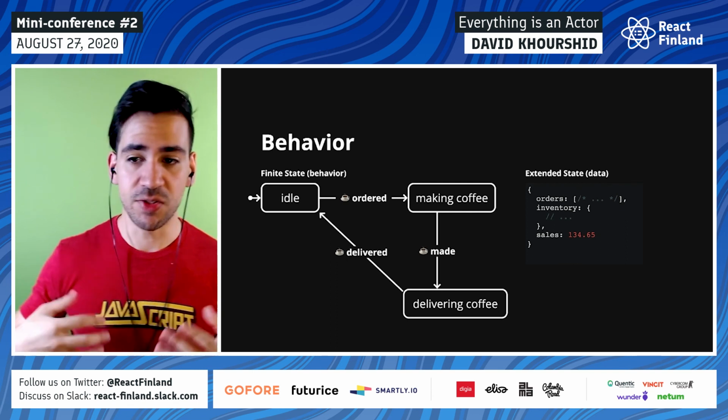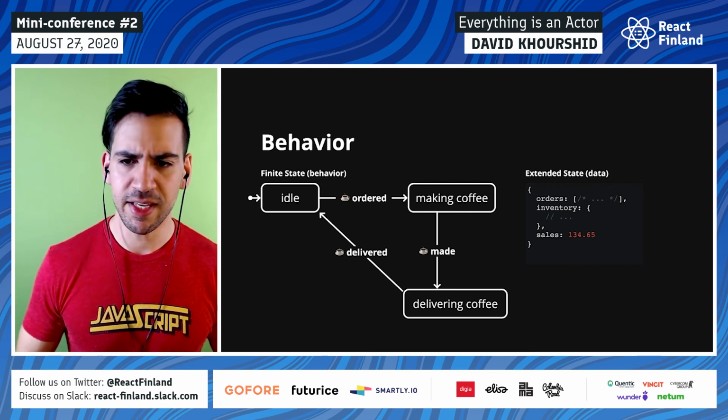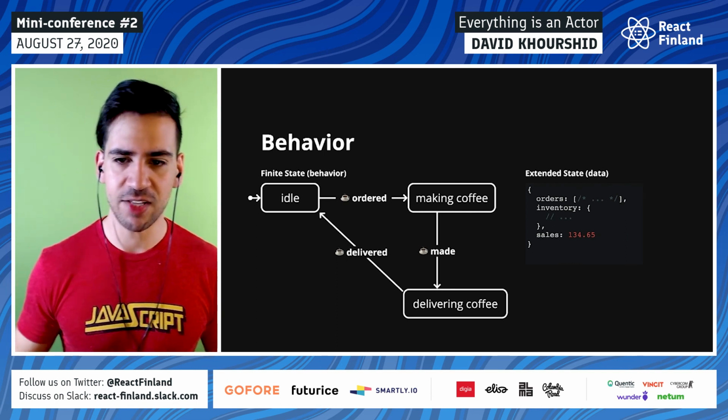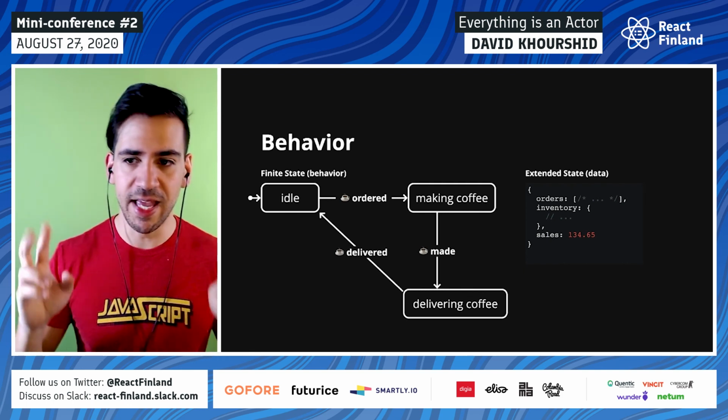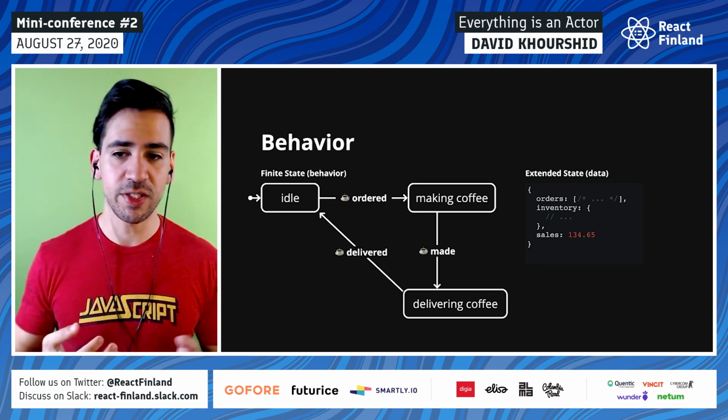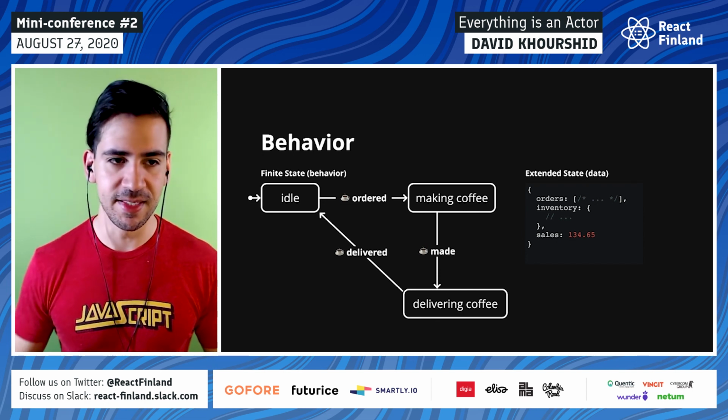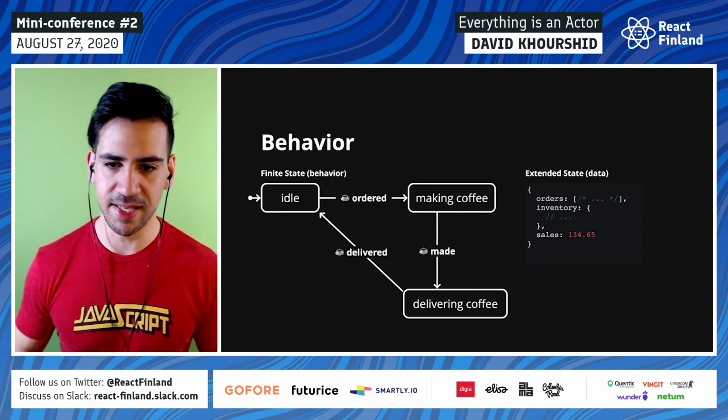So even though actors all follow the same rules, they can behave a little bit differently in reaction to a message that they receive. And this is what's called the actor's behavior. And this is what determines what immediately happens next due to some sort of incoming message.